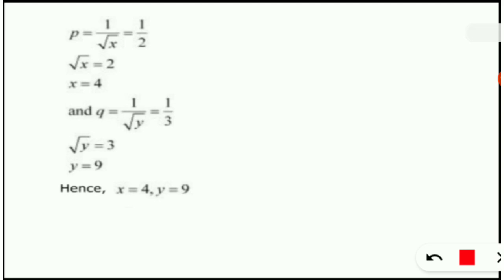So p equals 1 by root x equals 1/2. So root x equals 2, so x equals 4. So q equals 1 by root y equals 1/3. So root y equals 3, so y equals 9. Clear? So x equals 4 and y equals 9 is the answer.